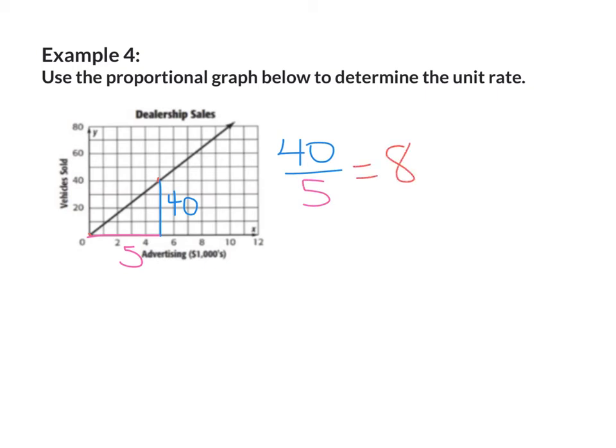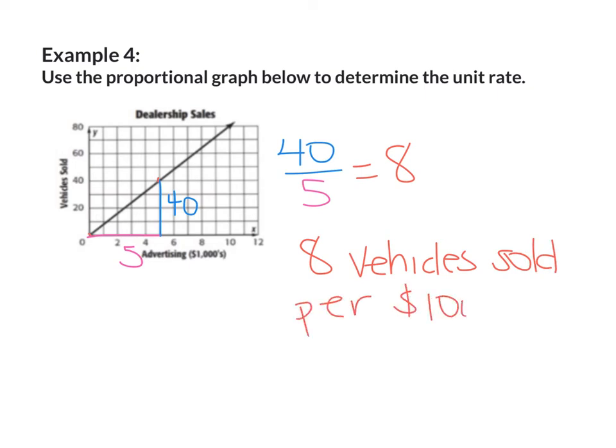However, we still need our units. So our units are our y divided by our x. So that means it's going to be 8 vehicles sold per $1,000 spent on advertising.